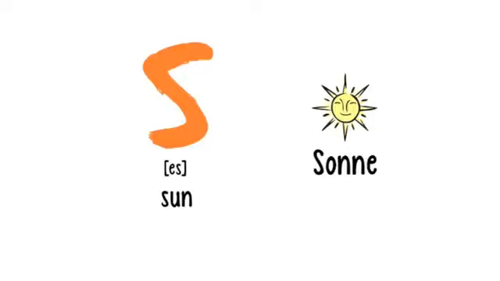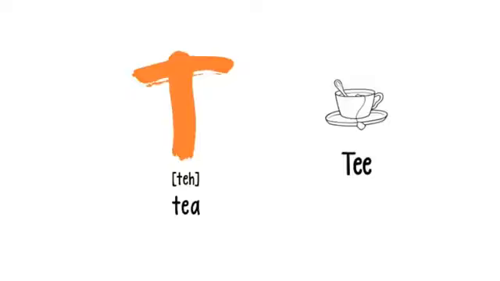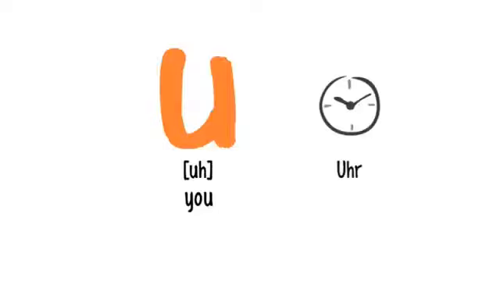S is pronounced like the sun. The translation for sun in German is Sonne. T is pronounced like the T in the word tea, and the German translation for tea is Tee. U is pronounced like the word you. The German word with the letter U is Uhr, which means clock.